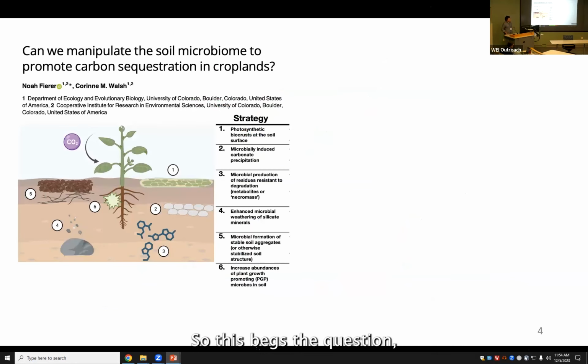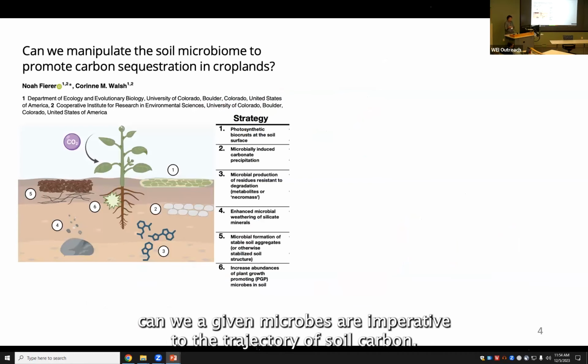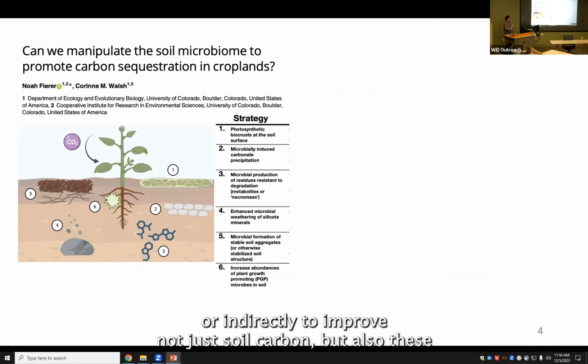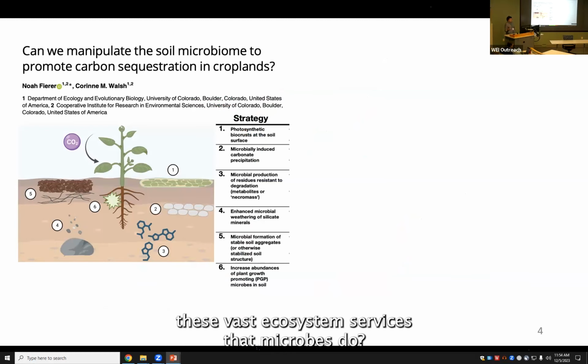So this begs the question, given microbes are imperative to the trajectory of soil carbon, can we manage soil microbes either directly or indirectly to improve not just soil carbon, but also these vast ecosystem services that microbes just do?